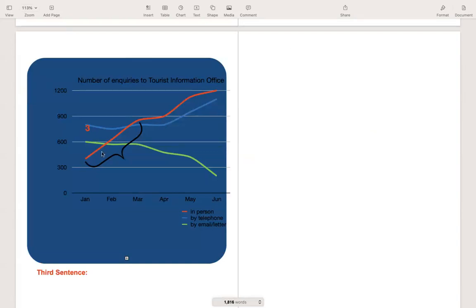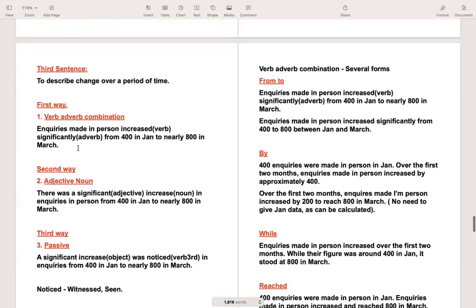That's the adverb. So for example, here I called it a significant increase because it nearly doubled in the 2 months from 400 to 800. So for that, I used the word significantly. Then I wrote the values: from 400 in January to nearly 800 in March. So it started at 400 and then it ended at nearly 800 in March. So that's my first sentence. I want to teach you something here. I call it the verb-adverb combination. Why? Because here first we are writing the verb, then we are writing the adverb.